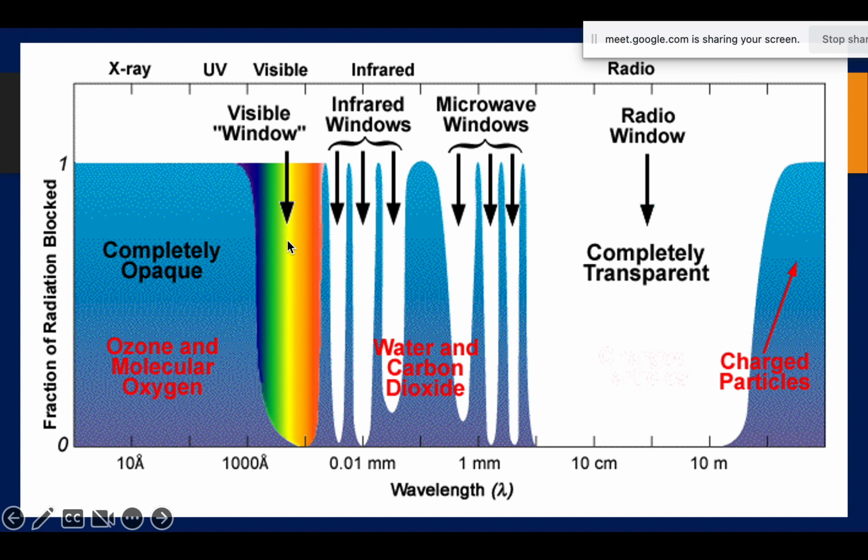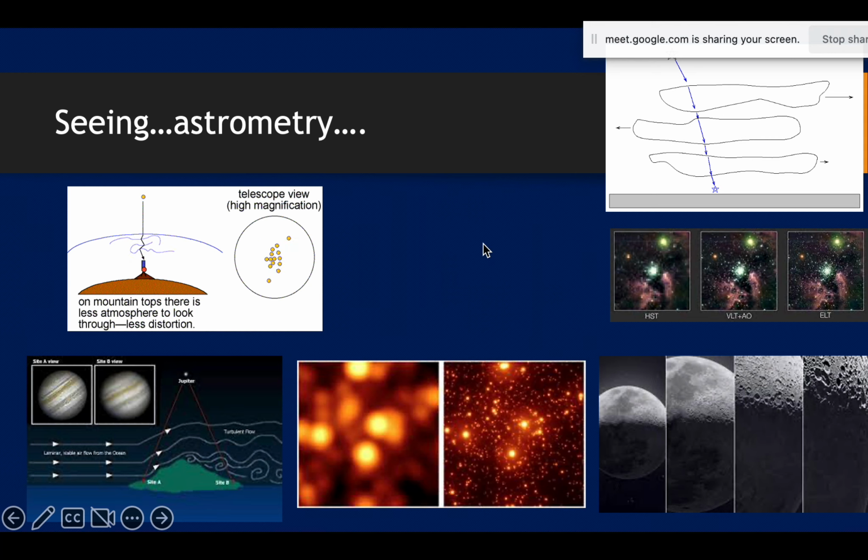It only permits the visible part of the radiation, some windows in the infrared, and a very large window, which is the radio window, which is what we use for communications, because you have such a large window which is completely transparent for the atmosphere. But the problem is that these parts of the electromagnetic spectrum do not pass through our atmosphere. And the other problem of our atmosphere is that it has turbulence.